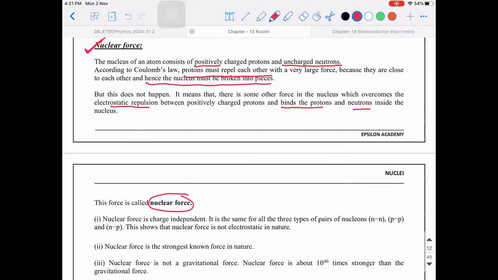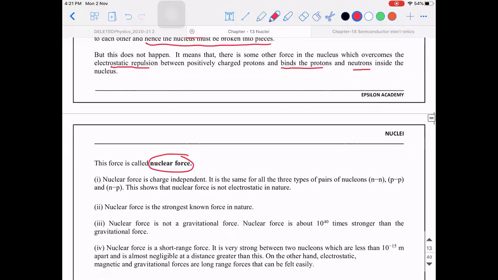Okay. So there are certain properties of the nuclear force. Electrostatic force is going to exist when you have charges, right? Whereas nuclear force is charge independent. It is the same for all three types of pairs. So what pairs can you find inside the nucleus? A neutron and neutron, a neutron and proton, and a proton and proton can all have a force between them, right? So there are three pairs of nucleons: neutron-neutron, proton-proton, and neutron-proton. This shows that the nuclear force is not electrostatic in nature.